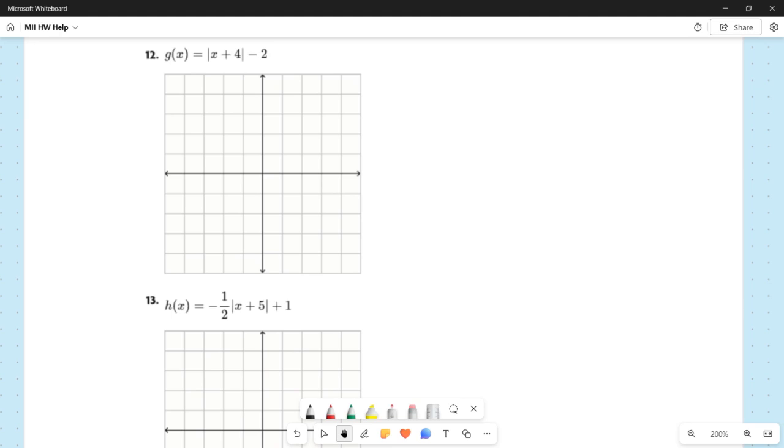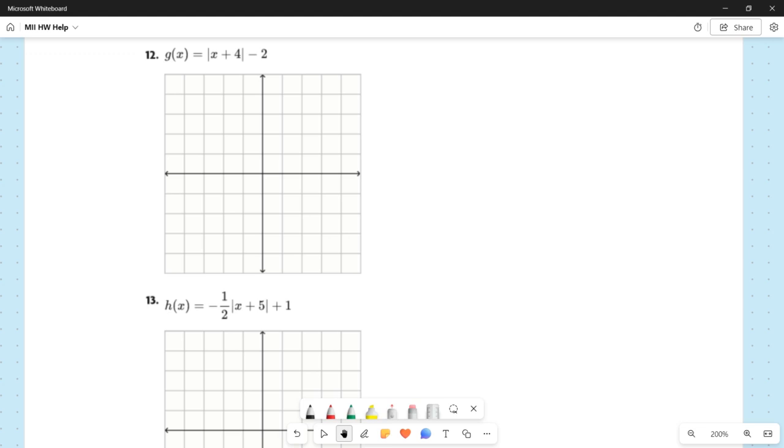Now, again, there's a couple different ways that we can go about this. You can always generate a table of values, right? That's essentially what graphing is. It's a collection of points. It's a collection from a table. That's what a calculator does. It just creates a whole bunch of points.